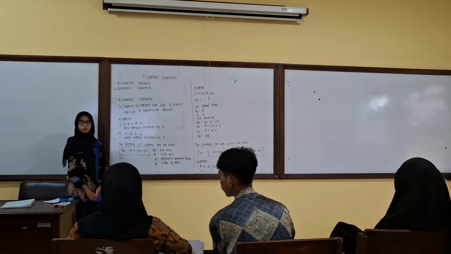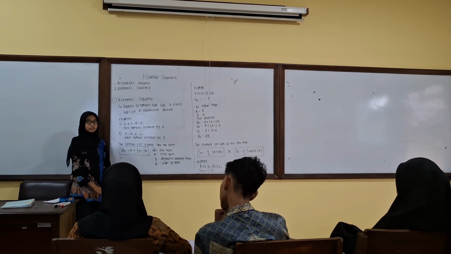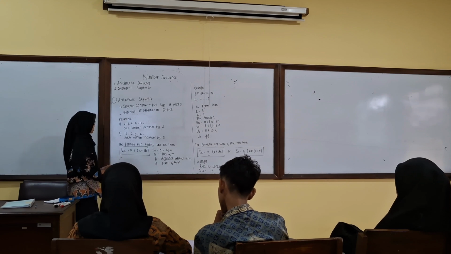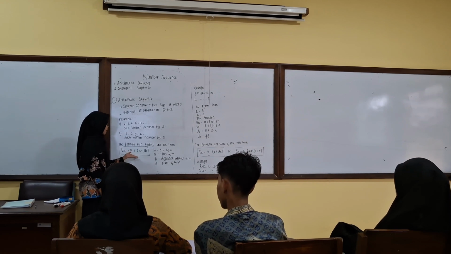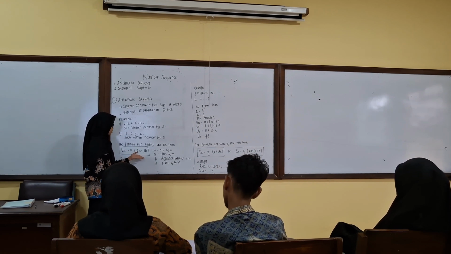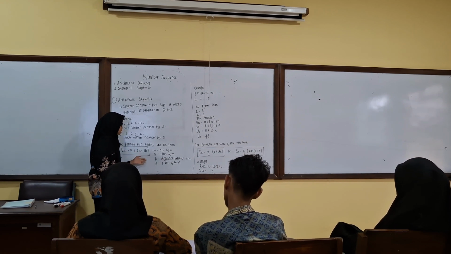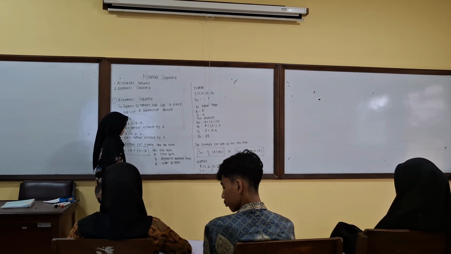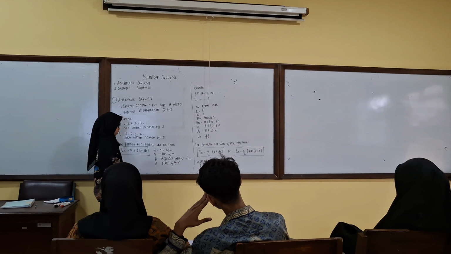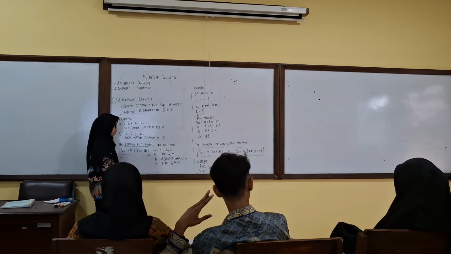Now we learn the formula for finding the nth term in an arithmetic sequence. The formula: Un equals a plus n minus 1 times b. Un is the nth term, a is the first term, b is the difference between terms, and n is the order of the term.